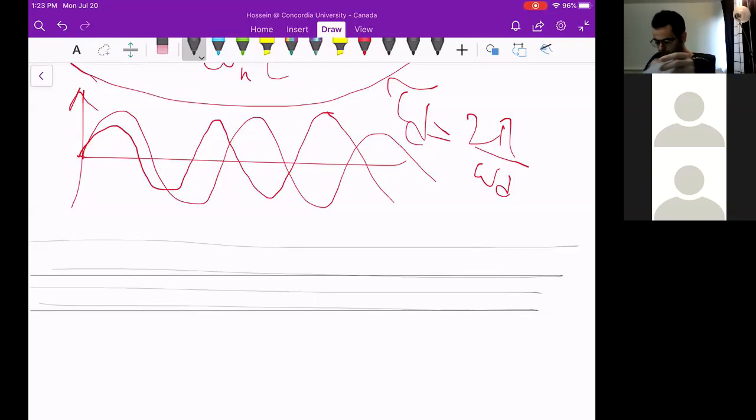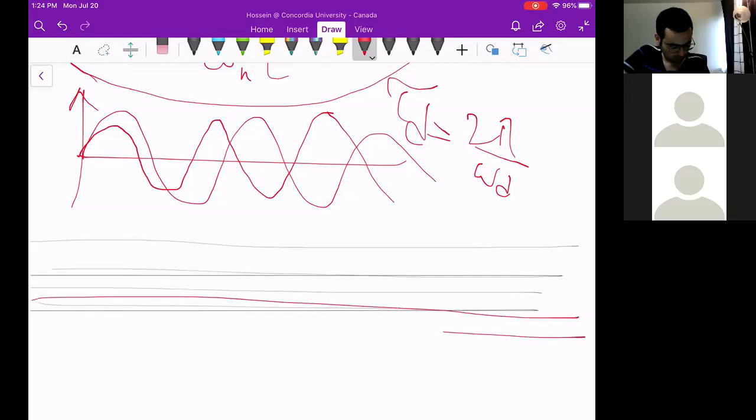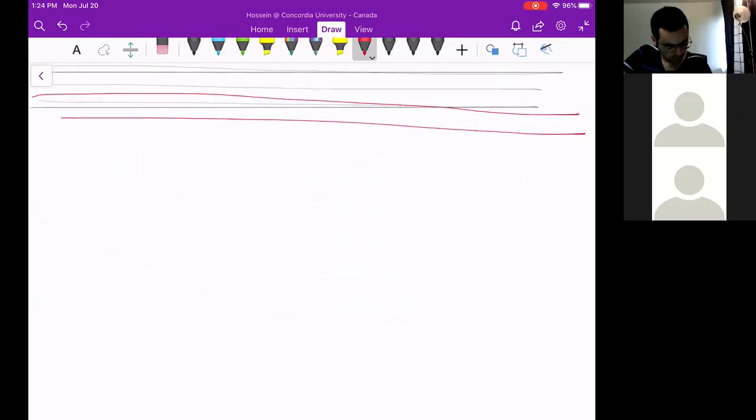So omega d, system is critical damp. System is under, okay. Problem 2.36.